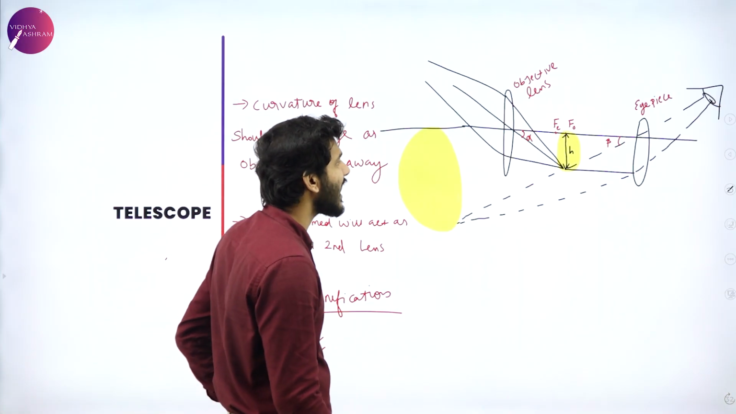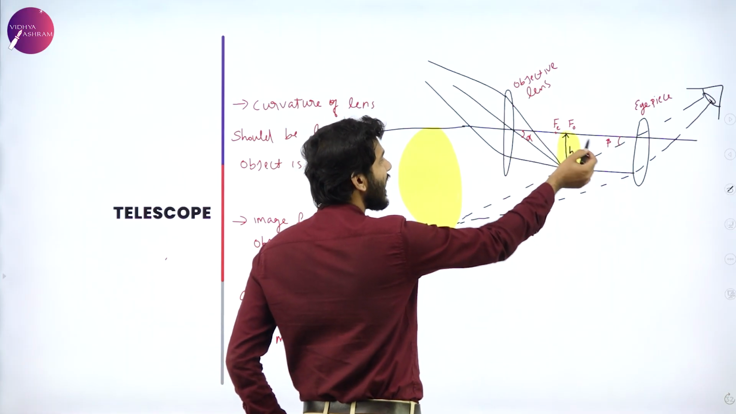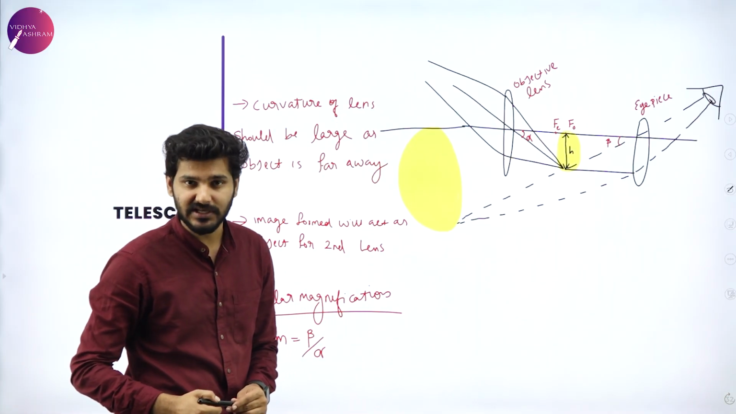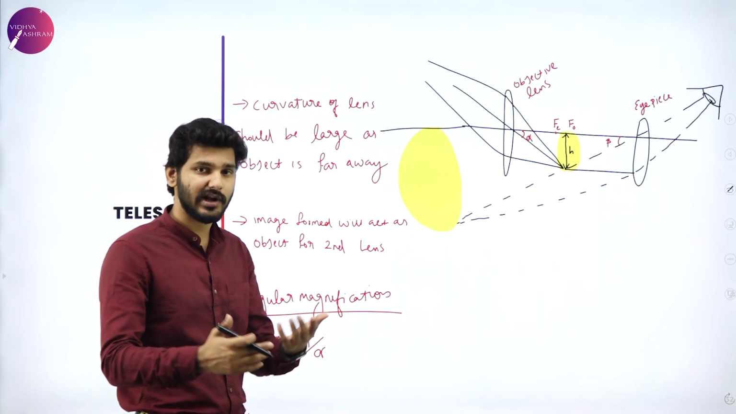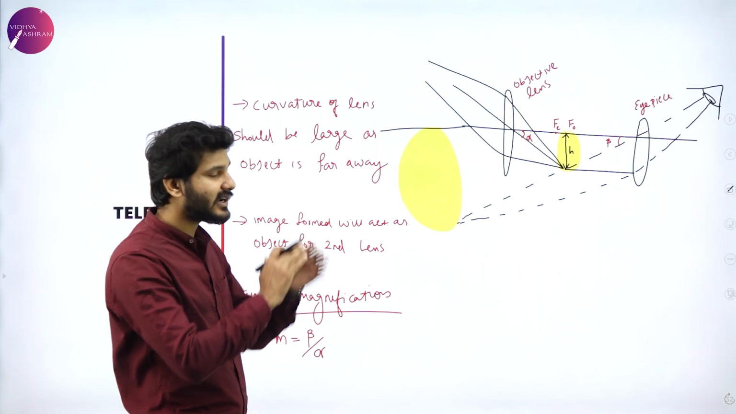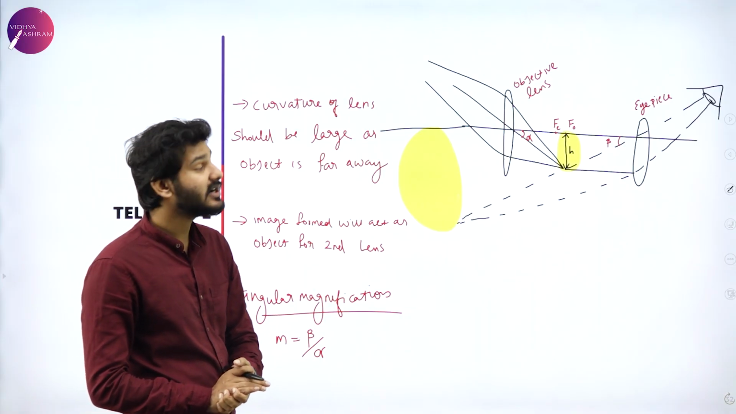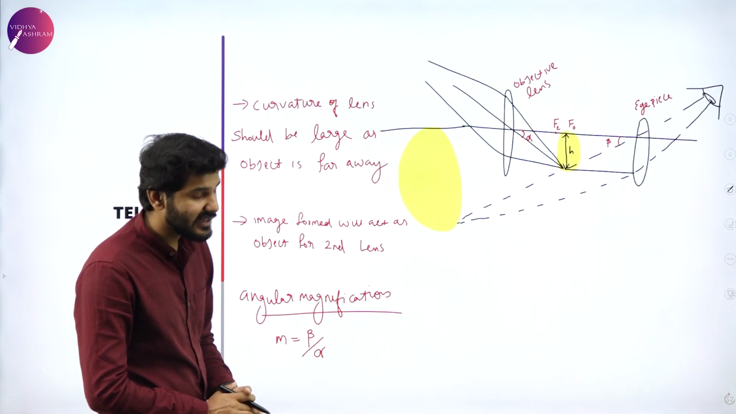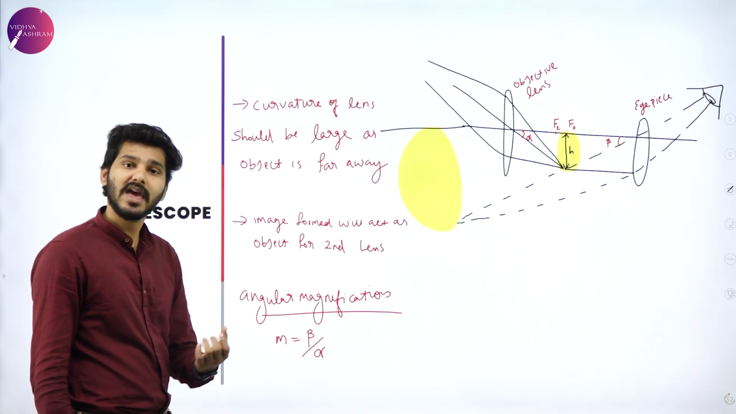So how we measure the angular magnification is that we will be considering these two angles, that is alpha and beta. You don't have to go into the details of how these angles are obtained, why angular magnification and all that. But for a telescope, just know that angles alpha and beta are considered, and then we can simply say that the magnification will be given by m is equal to beta by alpha.